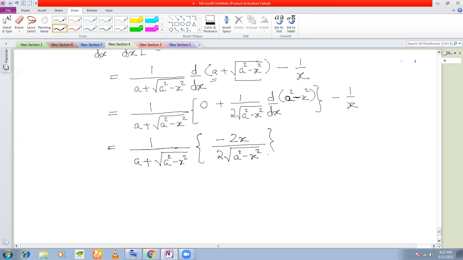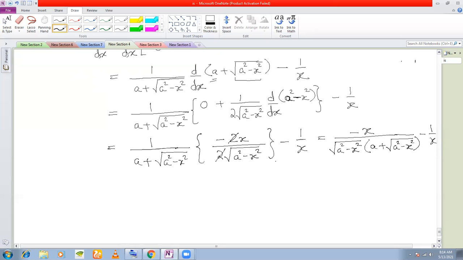So this is minus 1 by x. So now what you do is, this gets cancelled out. Okay. So now what you do is, now you take the LCM here. Just let me write it in a simplified form. Minus x divided by, this is what you are getting, root over of a square minus x square into a plus root a square minus x square. Okay, minus 1 by x.